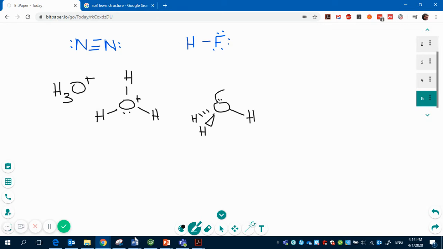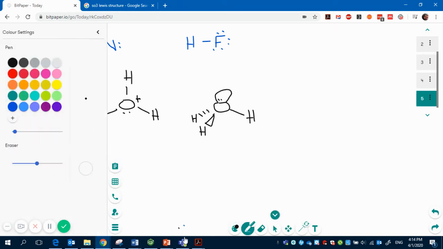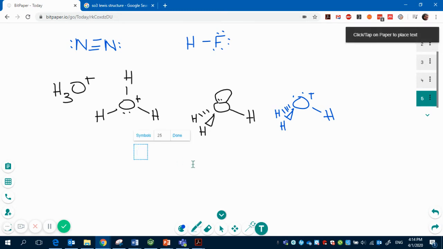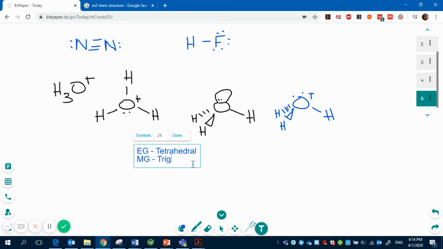Then if we're going to draw it as the molecular geometry, which is really the more common way of drawing things, we're going to draw it like that. I often put in the lone pairs out of habit more than anything else, but I don't put any bubble. So in this case, the electron geometry is tetrahedral and the molecular geometry is, again, trigonal pyramidal.